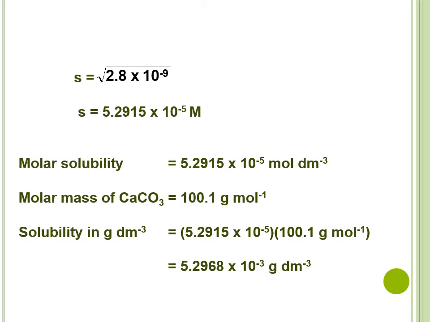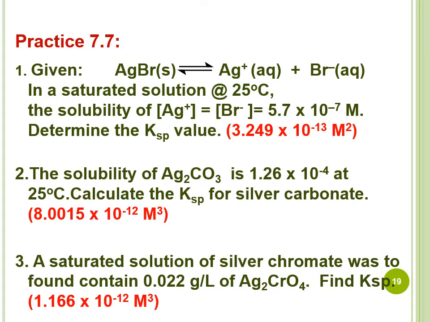This is the molar solubility because the answer is in mole per decimeter cube. So, we find the molar mass of calcium carbonate, that is 100.1 gram per mole. We multiply it with the value of S, the molar solubility that we have found just now. And the final answer is 5.2968 times 10 to the power of negative 3 gram per decimeter cube. Notice the unit.